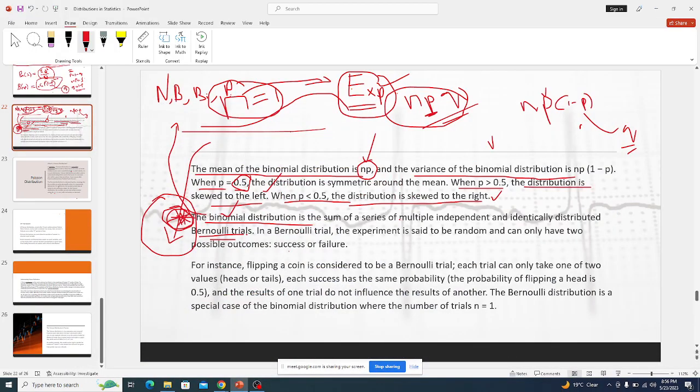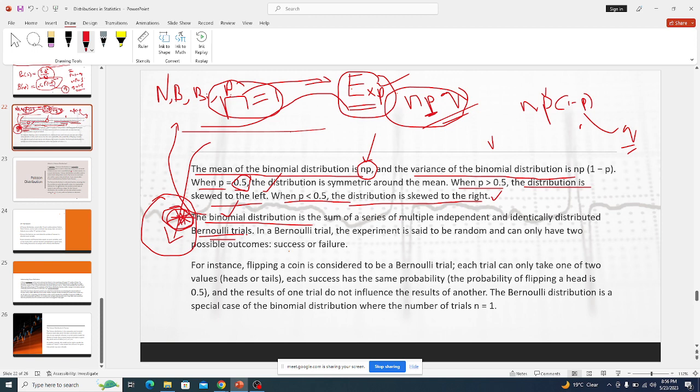Okay, good. So last time we talked about binomial distribution, and we defined binomial distribution. We also discussed the assumptions which we make when working with binomial distribution.